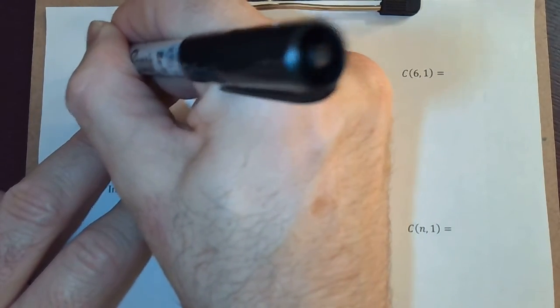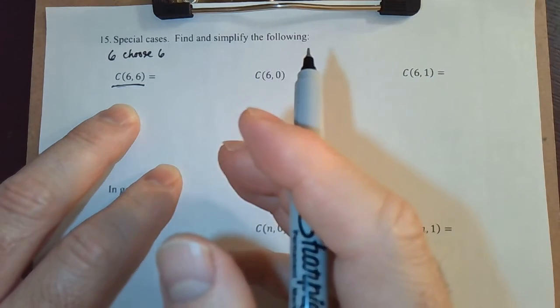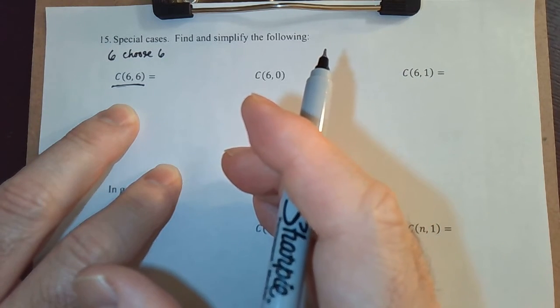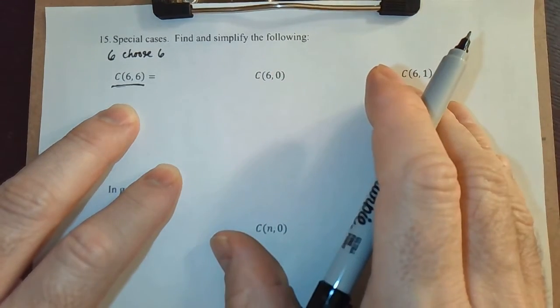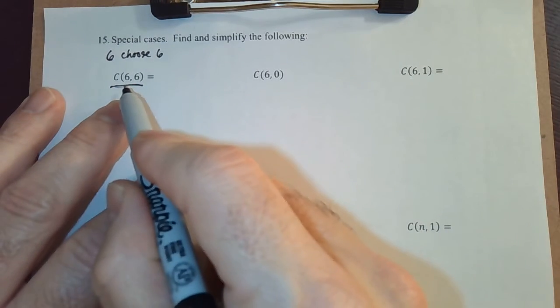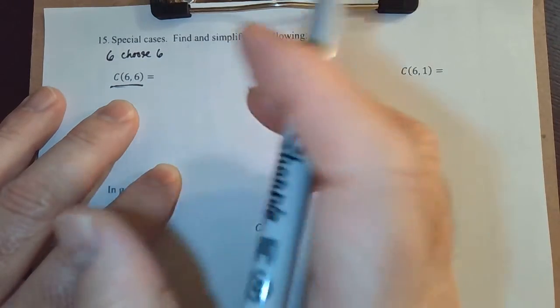Another way of saying that is what? I like to say 6 choose 6. How many ways are there to choose 6 things out of a group of 6? You can't leave any behind, so you have to take them all. There is only one way to do it. So 6 choose 6, just like 7 choose 7 or 10 choose 10, there's only one way to do it.